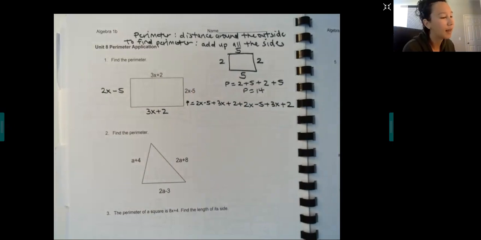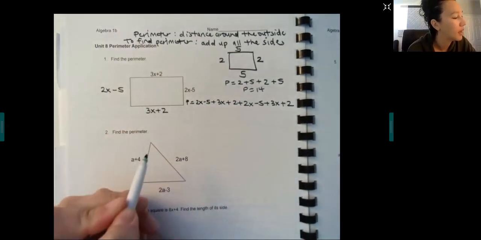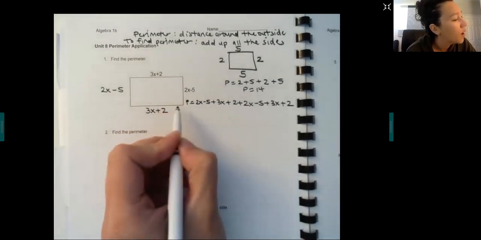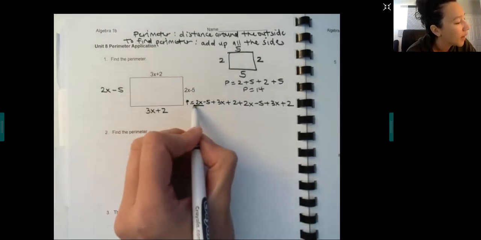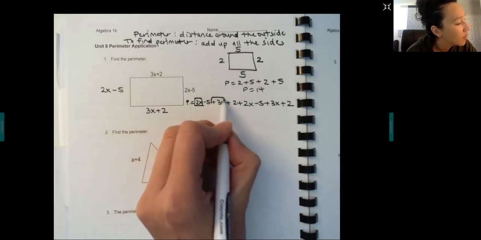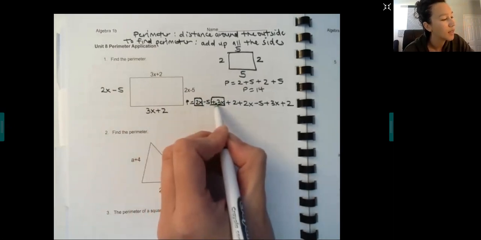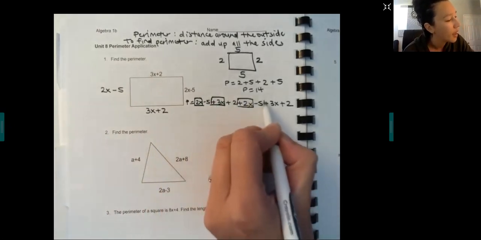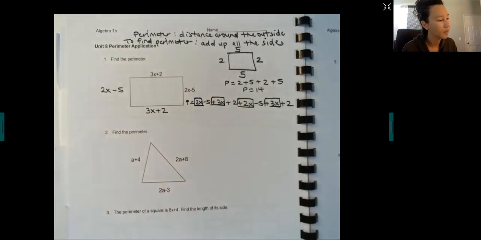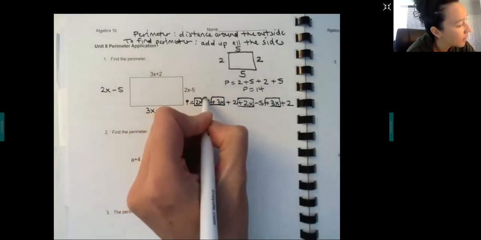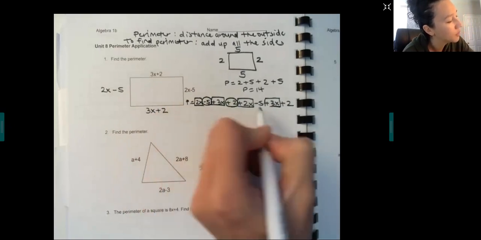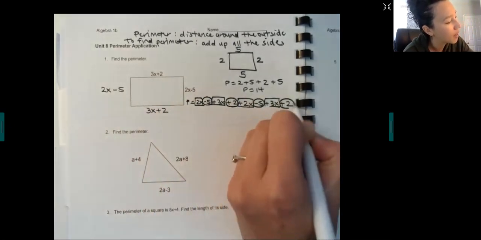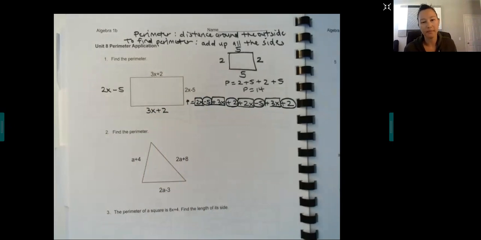And now it's just identifying like terms, which is what we started with in the very first lesson in this unit. So we can box all of our x's. So we have 2x, we have 3x, and remember we box the sign with it. So it's a positive 3x, a positive 2x, and a positive 3x. So those are all like terms. And then we have negative 5, which we can circle, positive 2, negative 5, and positive 2, which are all like terms.